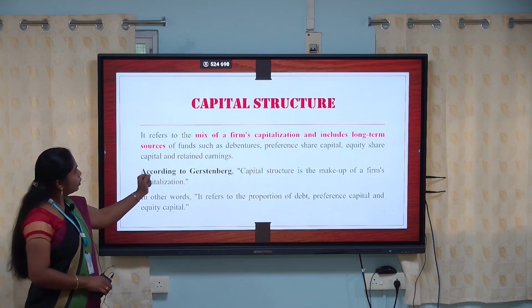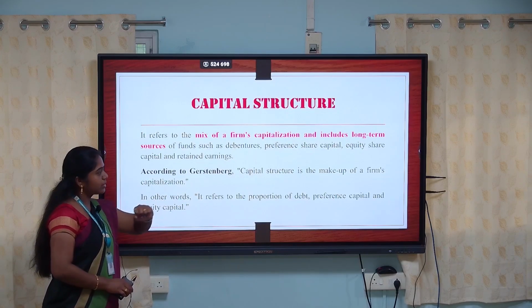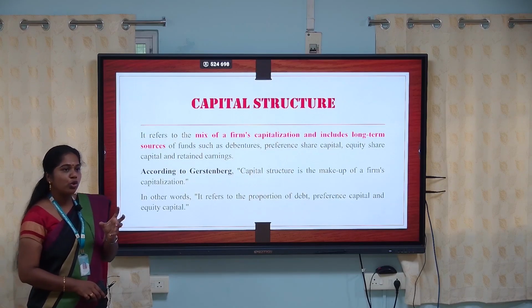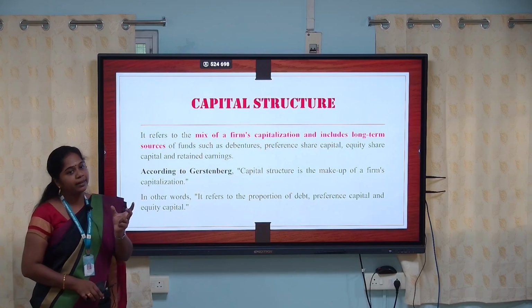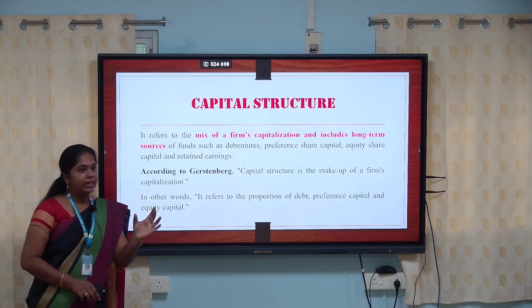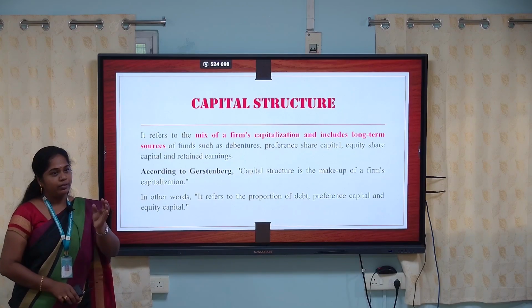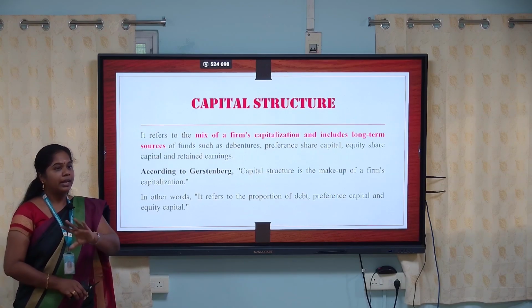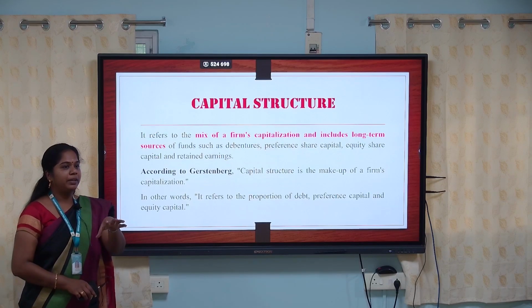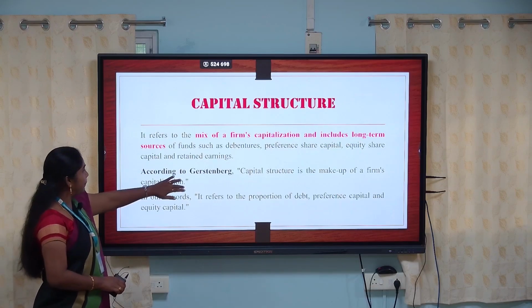According to Justin Berg, the definition is that capital structure is the makeup of the firm's capitalization, which means the proportion of equity, debt and preference share capital. Say for example, 49% is equity share capital and 51% is debenture. The proportion, the percentage of funds they have in a capital, is called the capital structure. So this is the meaning and definition of capital structure.